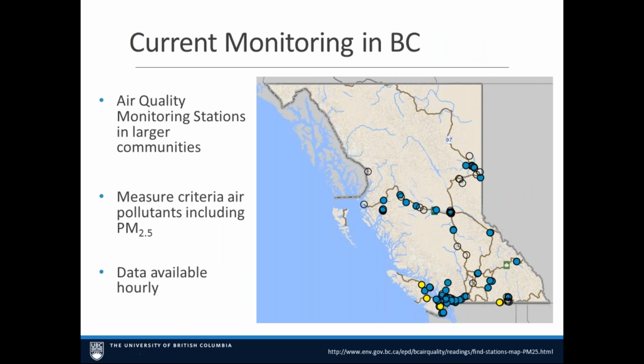So to move on to monitoring, what is the current situation in BC? Well, the BC Ministry of Environment maintains the air quality network across the province with stations in most of the larger communities. These measure PM2.5 and the criteria air pollutants, including nitrous oxides and ozone, and often climate variables as well. The data is updated and available on the BC Air Quality website hourly, and here's a screenshot just from this morning showing the PM2.5 average of the previous 24 hours.